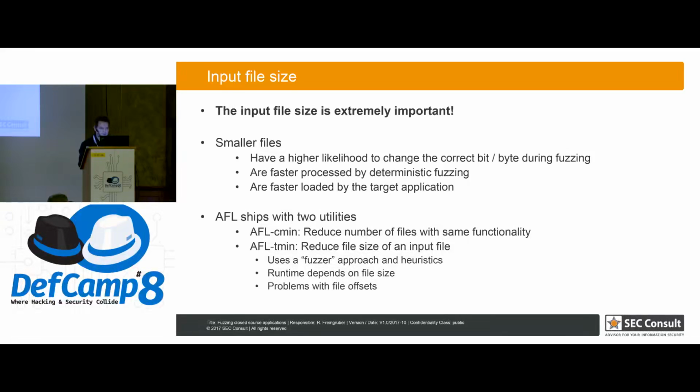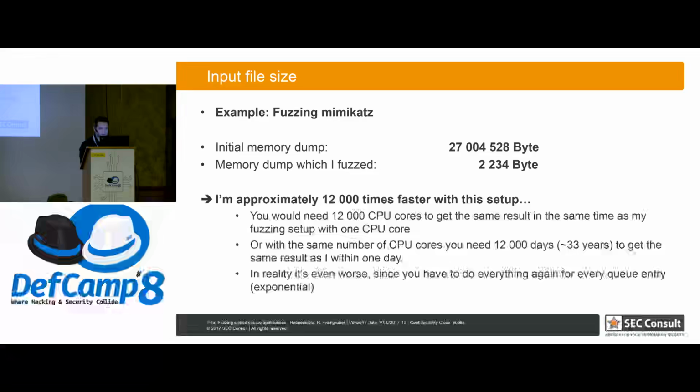Tmin can reduce the file size, but this is using a fuzzy approach. So it's basically just saying, I remove one byte, start the application, and check if it's still the same code coverage. And then it's doing a binary search, so it's a better heuristic, but that's the main idea of it. But it has some problems here.